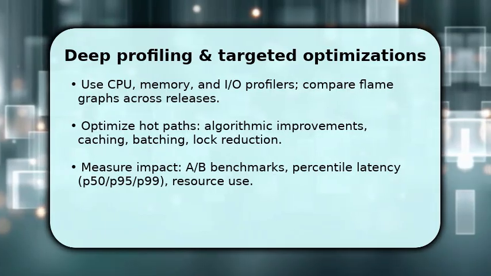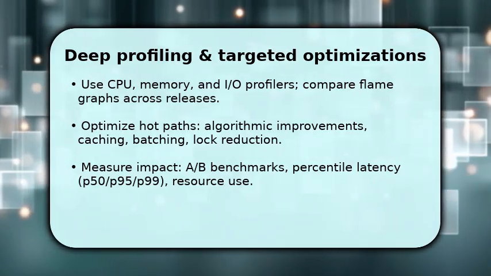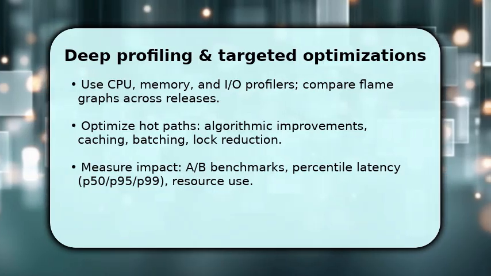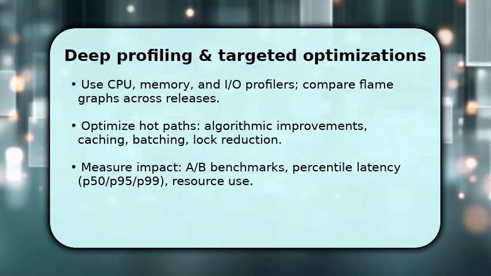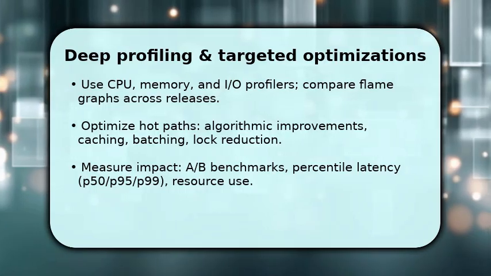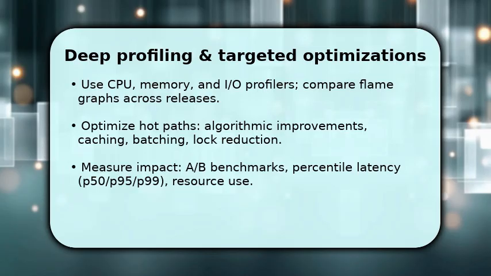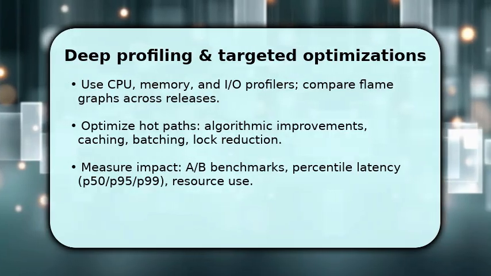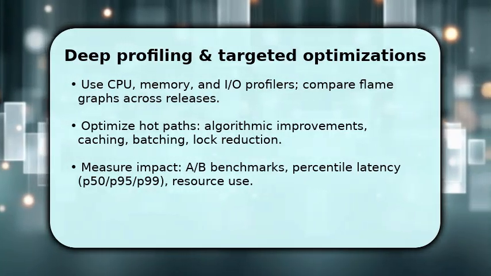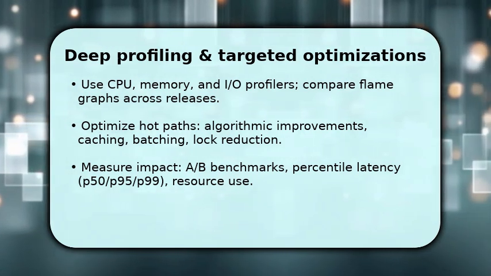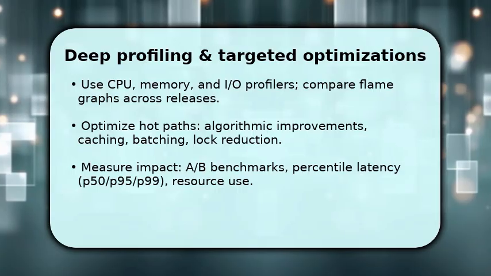Once you identify hot paths, apply targeted fixes, choose algorithmic improvements first, then add caching, batching, and reduce contention by redesigning locks or using lock-free structures. Make sure to quantify every change with A/B benchmarks and focus on percentile latency like P95 and P99, not just averages, because user experience depends on the slow tail.